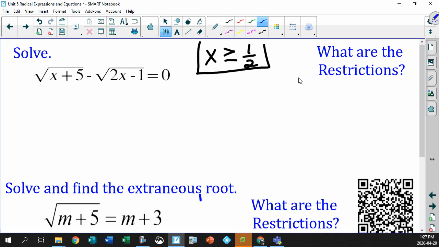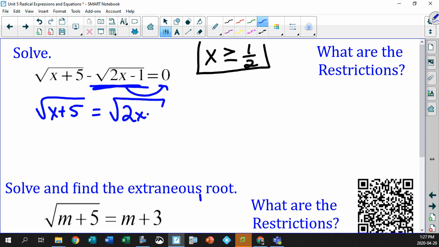Okay, easy peasy. Isolate your radicals the best that you can. So in other words, I'm going to move one of them over. I'm going to move this one over. So watch what happens. This is x plus 5. I'm just going to bring this to the other side, which means all I'm going to do is change the sign. This becomes 2x minus 1. Simple. Your radicals are now isolated.